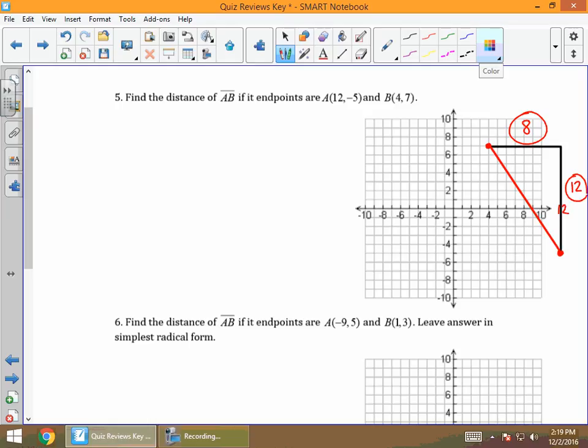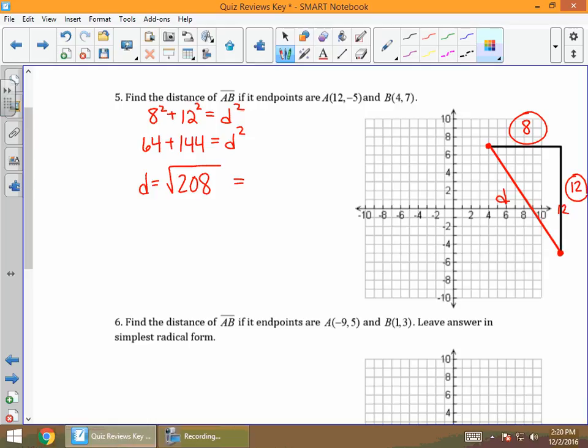I'll call that D, the distance between those 2 points. And now I use a squared plus b squared equals c squared. So 8 squared plus 12 squared equals d squared. 64 plus 144 is d squared. So d is the square root of, I take 64 and 144 and add them together and I get 208.